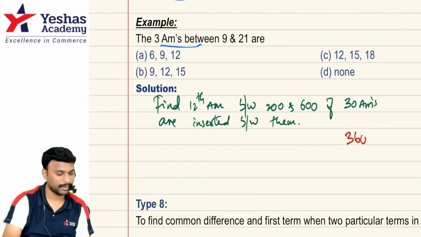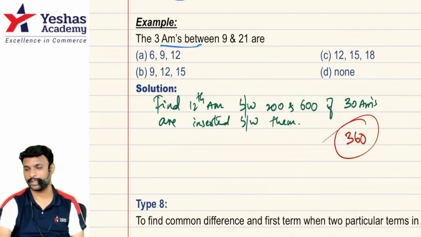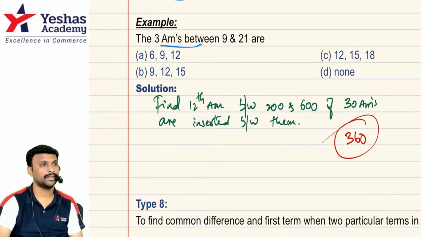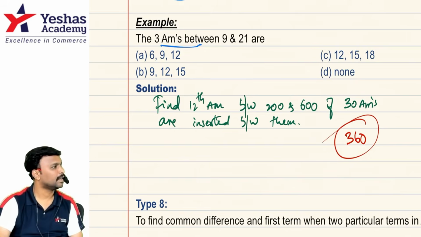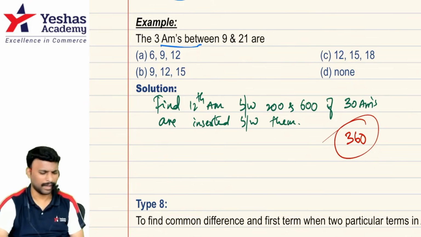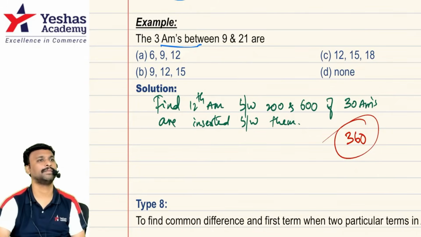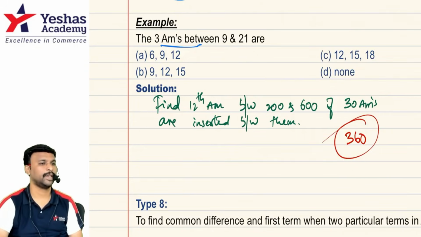360. We'll check. 350? 369. Correct. Very good.